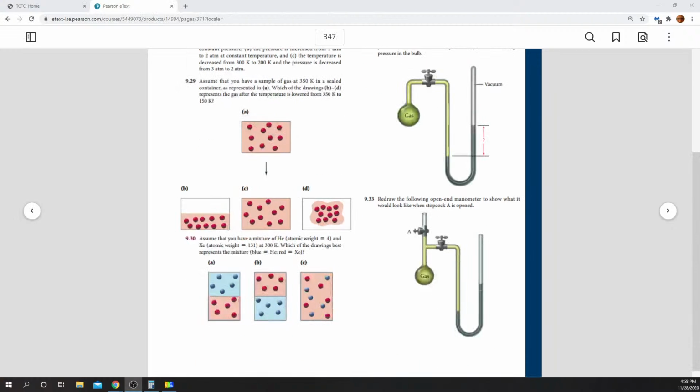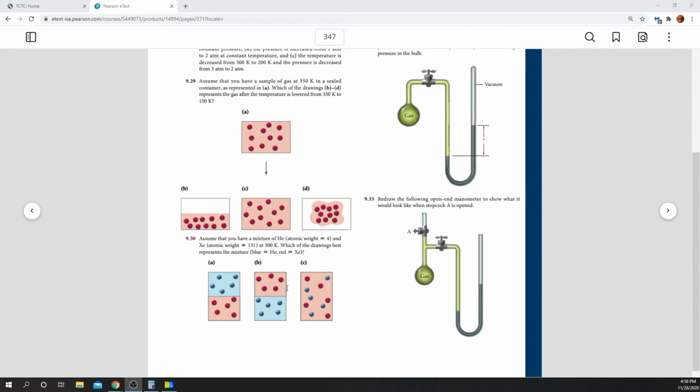And 30. Assume that you have a mixture of helium and xenon at 300 Kelvin. Which of the drawings best represents the mixture? Well, I mean, if they're mixed, then they're going to be mixed. Then they're not going to be in separate halves of the container. That's just not going to happen. I mean, it could happen temporarily in very unlikely circumstances, but otherwise they're just going to be all jumbled together.